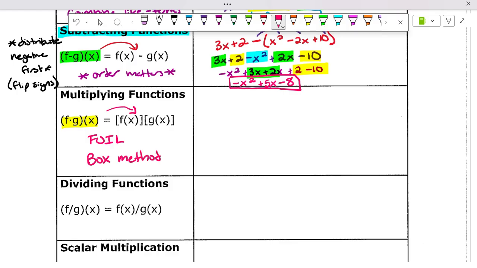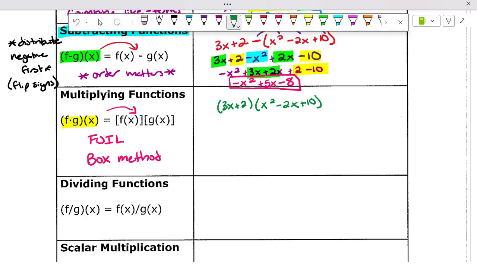Now, my recommendation is if both your functions have 2 terms each, FOIL is probably one of your better ones. But if one of your functions or both of them have more than 2 terms, I highly recommend doing box method. All right, I'm going to do box method just for the sheer fact that g of x has 3 terms. All right, so when I rewrite this, I have 3x plus 2 times x squared minus 2x plus 10.